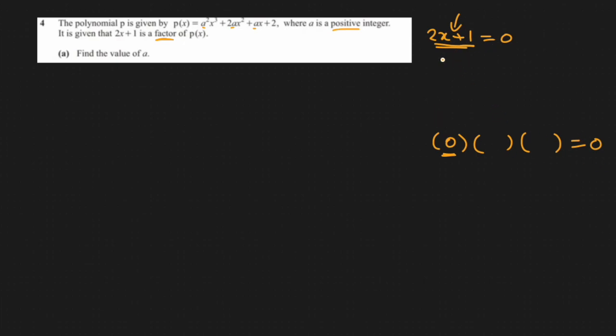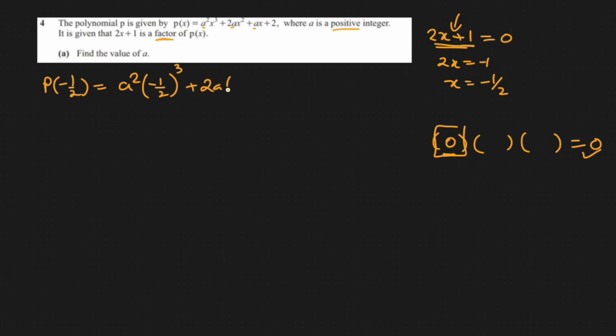So what does it mean? It means 2x is equal to minus 1 and x is equal to minus half. If I plug this minus half into this polynomial, it should be equal to 0 because one of the factors is 0. So that's what I'm going to do now. P of minus half will be a squared times minus half cubed, plus 2a times minus half squared, plus a times minus half, plus 2. This has to be equal to 0.